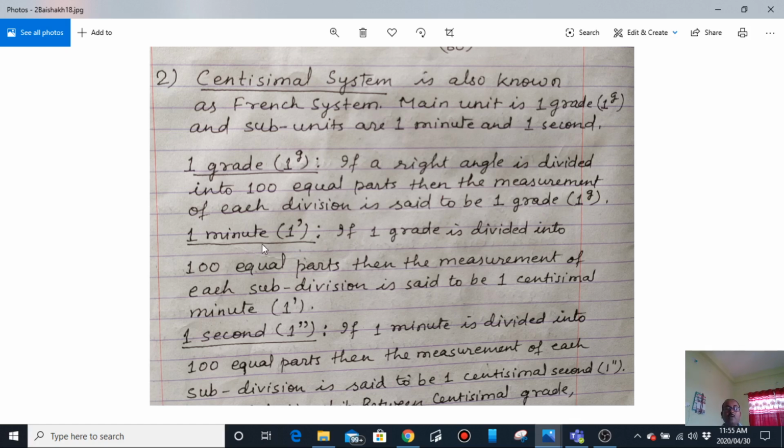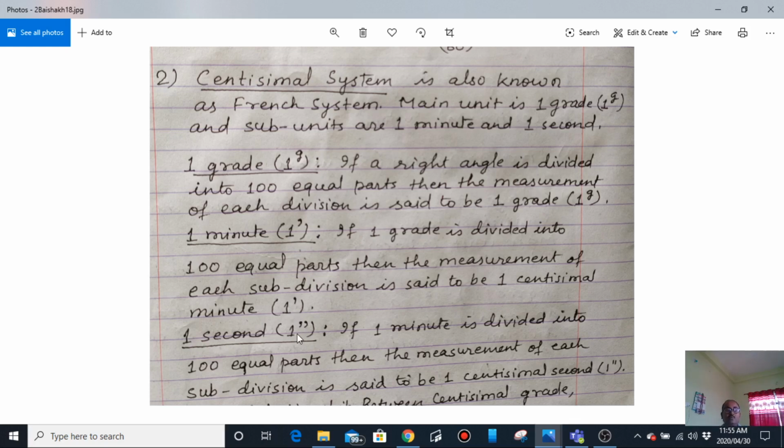Now 1 minute, how much is 1 centesimal minute? If 1 grade is divided into 100 equal parts, then the measurement of each subdivision is said to be 1 centesimal minute. Symbol is same as before, as sexagesimal. But if this minute comes with grade, it is centesimal. If minute comes with degree, it is sexagesimal.